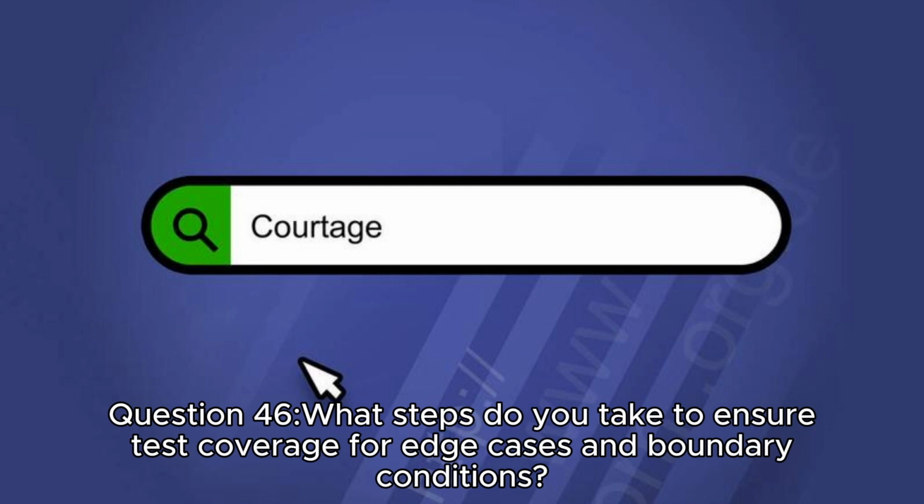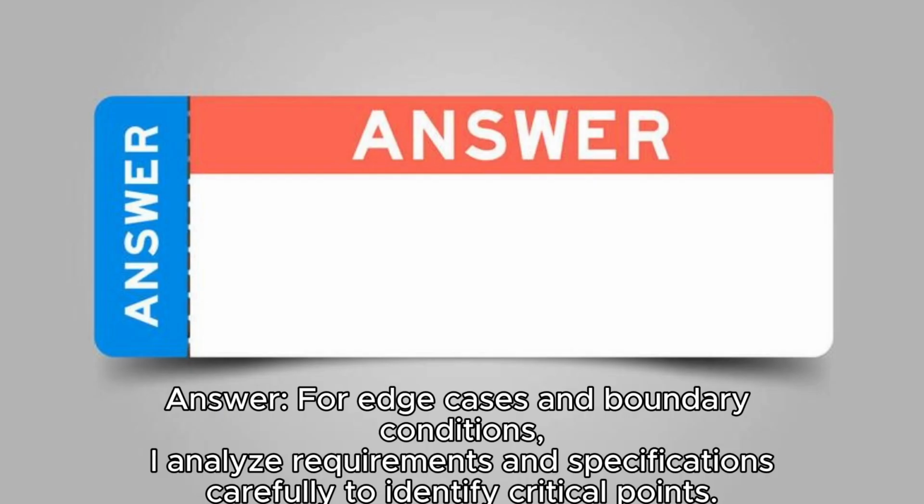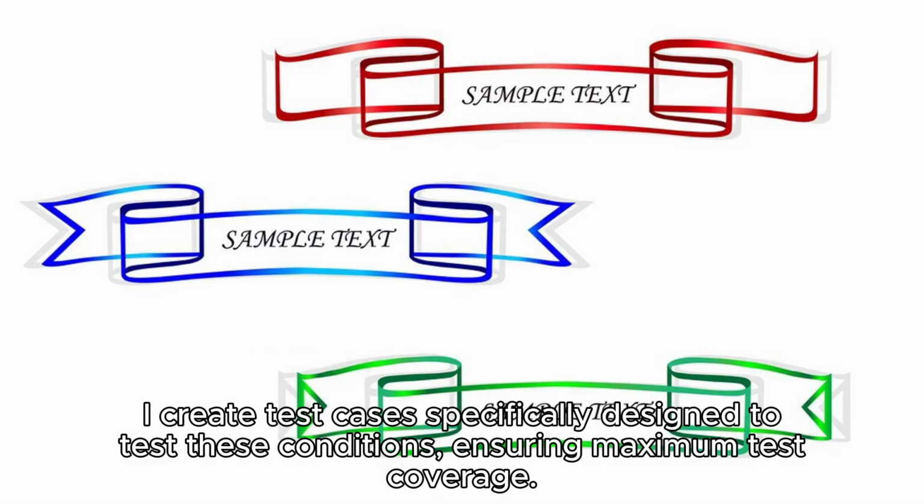Question 46. What steps do you take to ensure test coverage for edge cases and boundary conditions? Answer: For edge cases and boundary conditions, I analyze requirements and specifications carefully to identify critical points. I create test cases specifically designed to test these conditions, ensuring maximum test coverage.